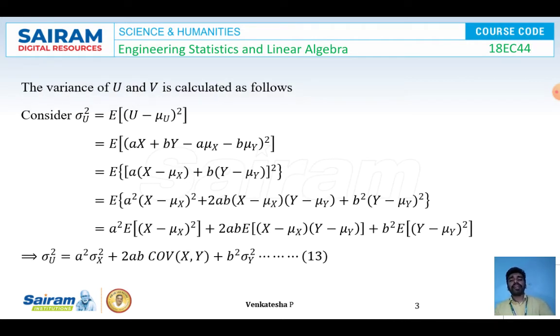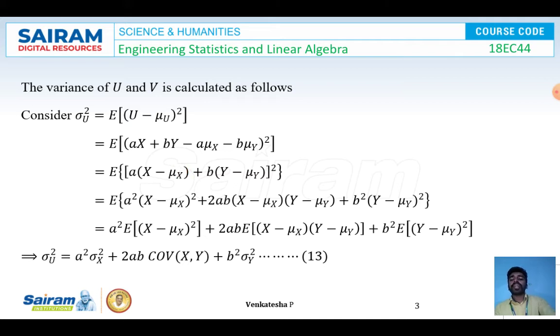To find the variance of U, the formula is sigma U square is equal to expectation of U minus mu U whole square. In the place of U, I am replacing aX plus bY. In the place of mu U, I am replacing a into mu X plus b into mu Y. So I got the equation expectation of aX plus bY minus a mu X minus b mu Y whole square. Now from aX and from a mu X, I am taking a common factor. From bY and from b mu Y, I am taking b common factor. So I got the equation expectation of a into (X minus mu X) plus b into (Y minus mu Y) whole square, expanding this equation by using the (a plus b) whole square formula.